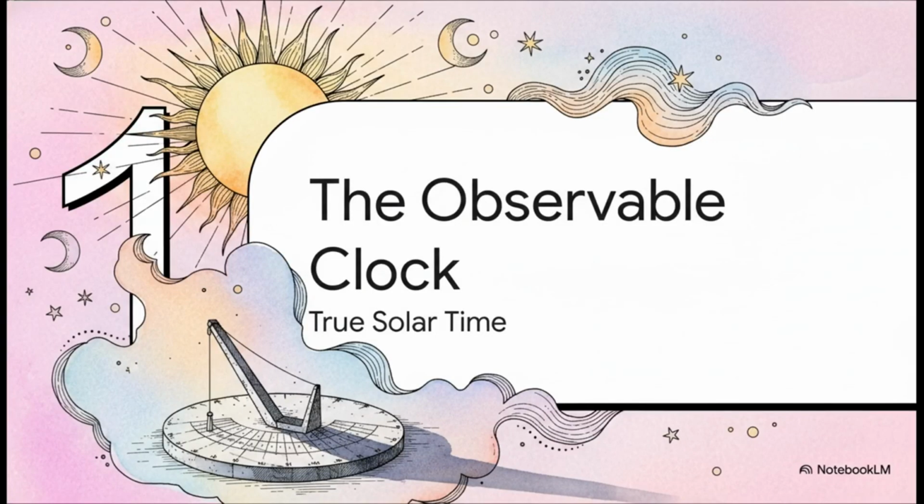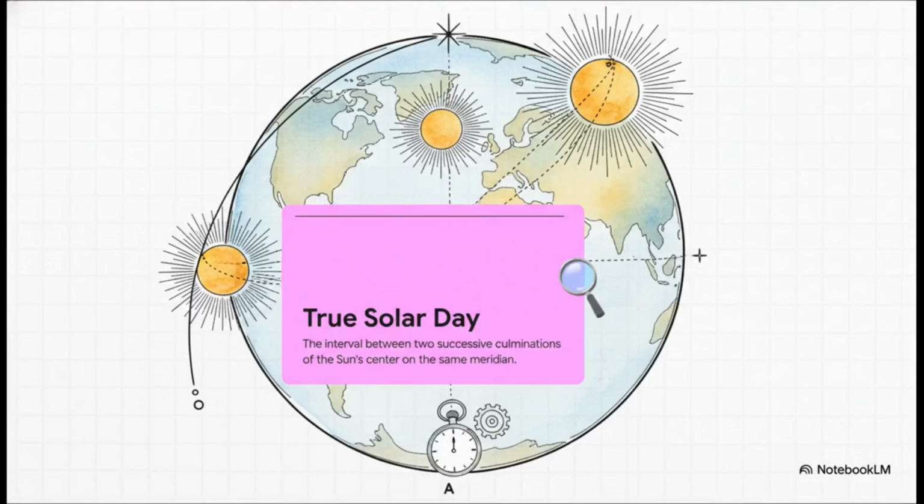All right, let's begin with the original clock, the one that has governed human activity for millennia, the sun itself. This is the basis of what astronomers call true solar time. So, what exactly is a true solar day? Well, imagine a great circle in the sky, an invisible line that runs from the north celestial pole through the point directly over your head, the zenith, and down to the south celestial pole. This is your local meridian. When the center of the sun crosses this line at its highest point, we call that upper culmination, or more simply, true noon. A true solar day is just the precise interval it takes for the sun to return to that exact same highest point on the next day.